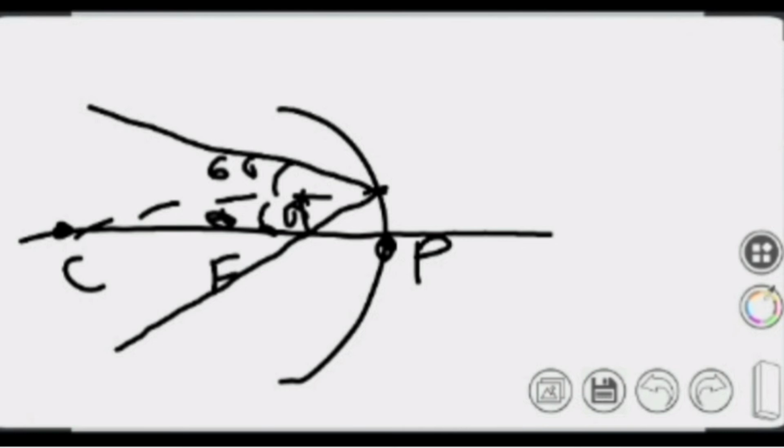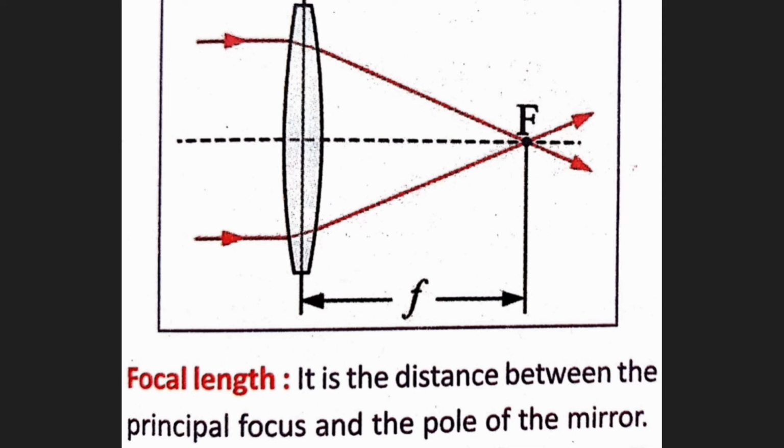Alright? Now let us see what focal length is. The focal length is the distance between the principal focus and the pole of the mirror. So principal focus meaning you can just say it's the focal point, and the pole of the mirror. The distance between this is called the focal length.